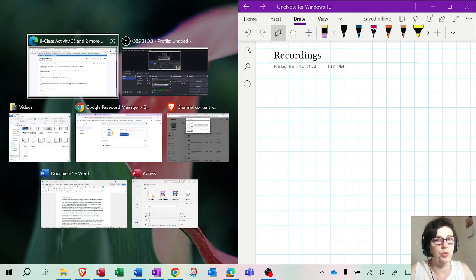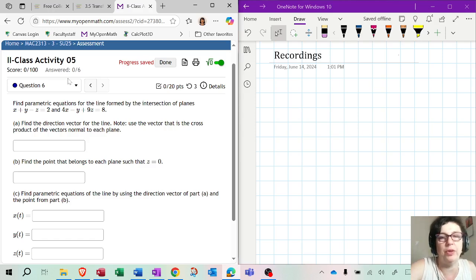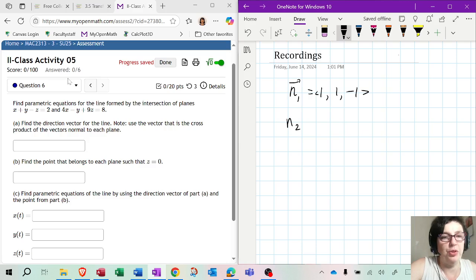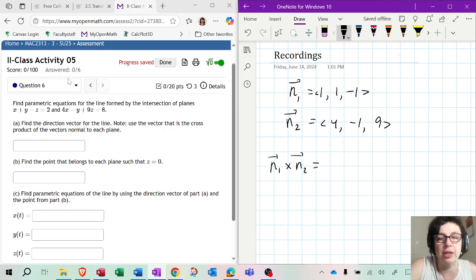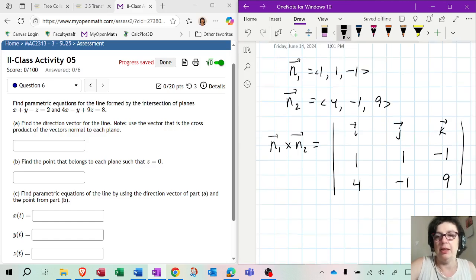So how do you do that? First, start with the first plane, whose normal vector is 1, 1, -1, and you have to do it in that order, otherwise it's not going to take it. What we want to do is find the cross product of those two vectors, which gives the vector v that shows the direction. For the cross product, you have the standard unit vectors i, j, k in the first row, then the first normal vector, and then 4, -1, 9 second. Let's find the cross product.